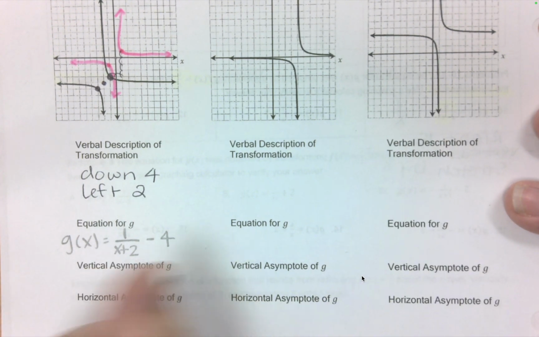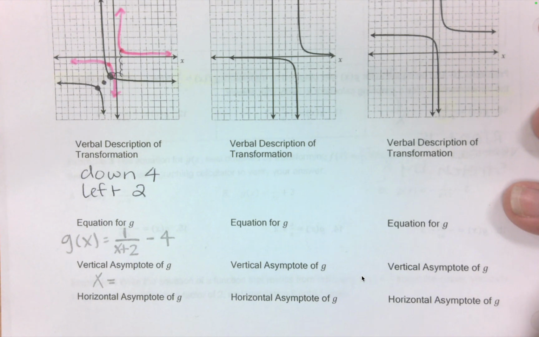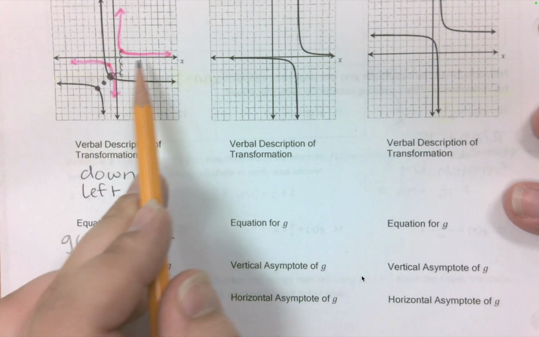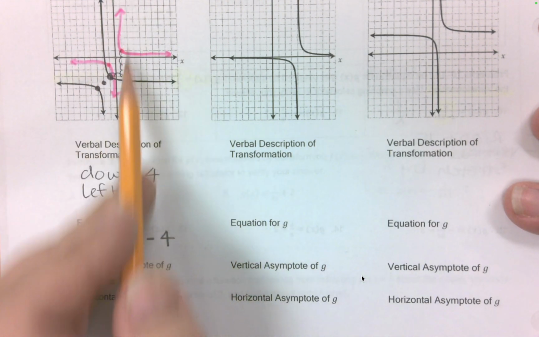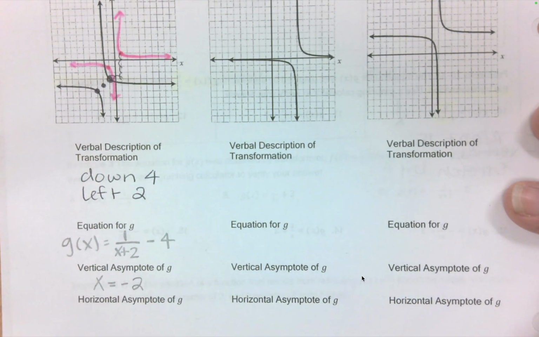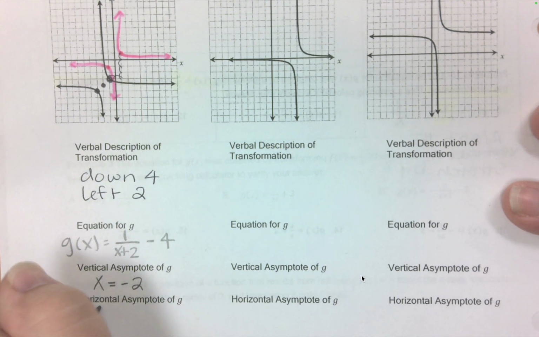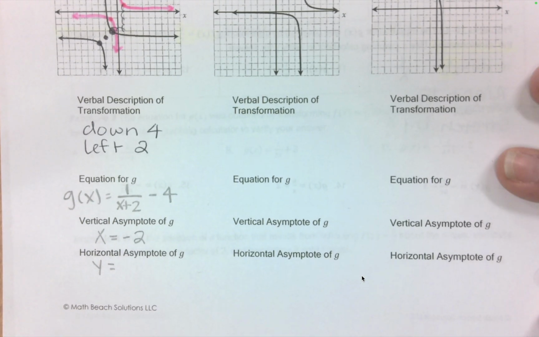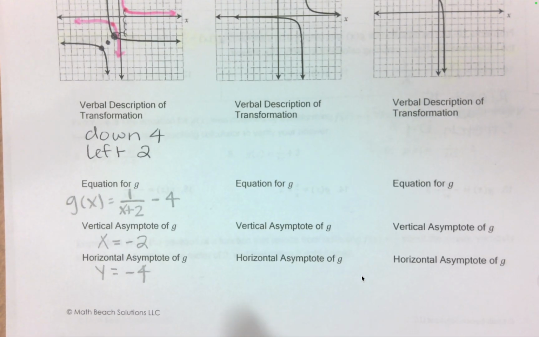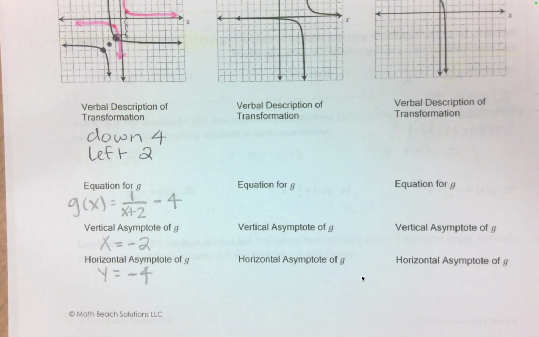So our asymptotes for g. Vertical is always x equals, usually it's 0, x equals 0 is here, sorry. And it went over 2, so it is negative 2. And then for the horizontal, that's y equals, it went down 4, so negative 4. So that is really all you're doing for these ones. Find out where 1, 1 moved to.